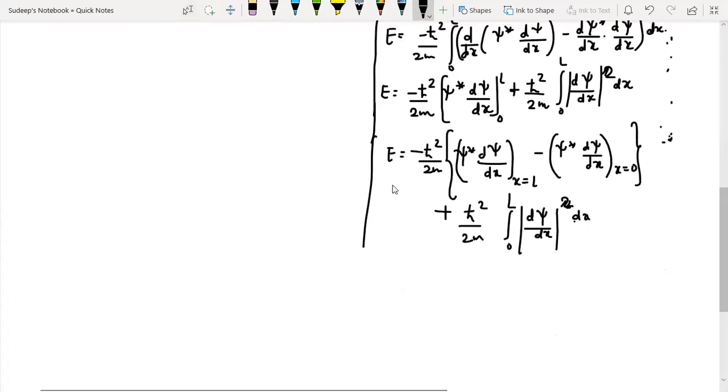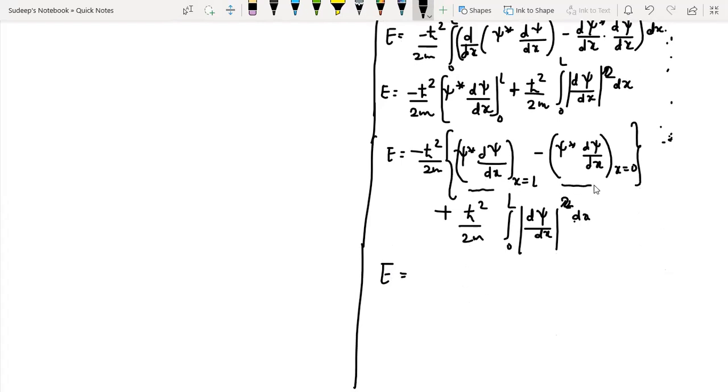Okay, so overall this E is equal to what? E is equal to, okay, so just remember this condition. I already have told you that psi at 0 would be equal to what? Psi at L, and psi dash at 0 would be equal to what? Psi dash at L. This is the condition that we wrote initially.